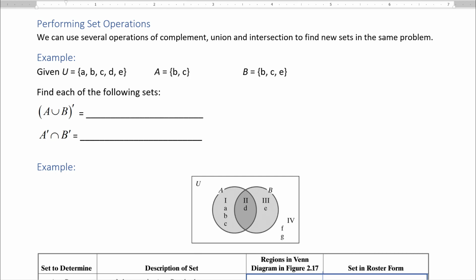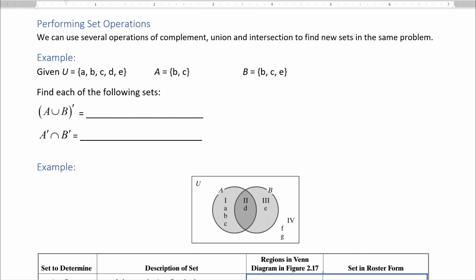So the next thing we're going to do is perform set operations that involve multiple operations like complement, union, and intersection to find the new sets in the same problem. So we have to have a universal set. So in our example, we have A, B, C, D, E as the universal set. A is the set of B and C, and B is the set of B, C, and E.